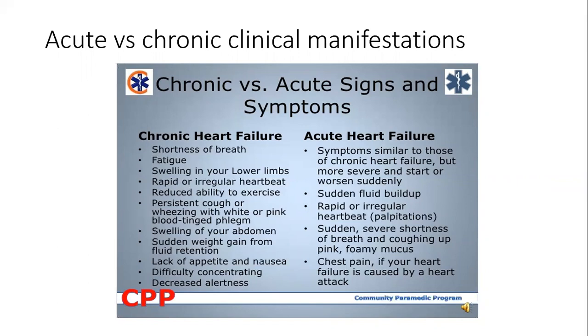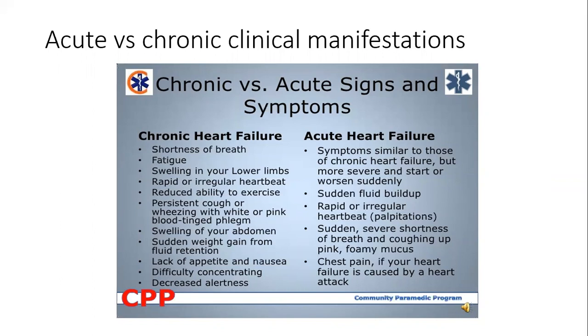In chronic, there's sort of a gradual reduced ability to exercise. In acute, you get a sudden fluid buildup. In chronic, you have a persistent cough with white or pink blood tinged phlegm. And then in acute, you might see pink foamy mucus. So it's just sort of like burbling out of their mouth.